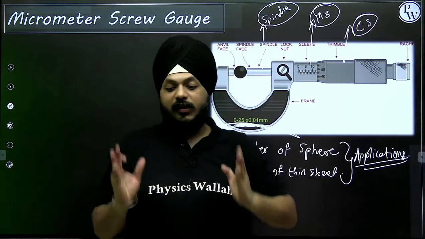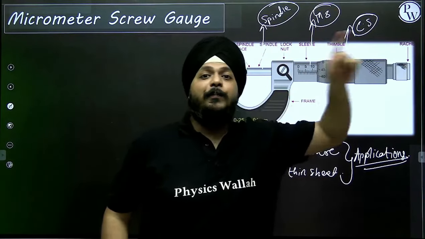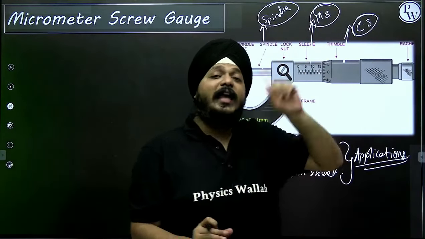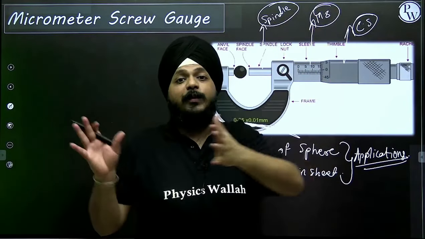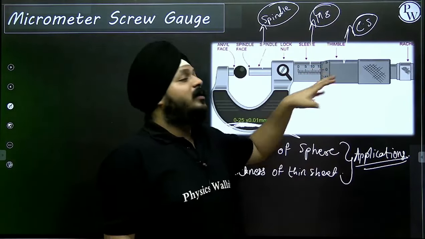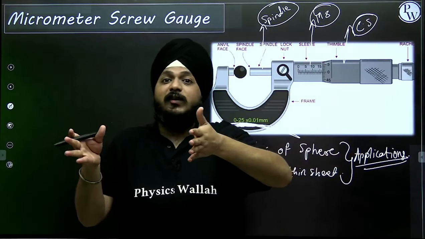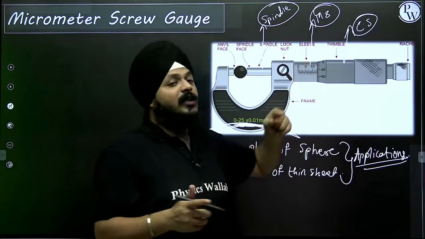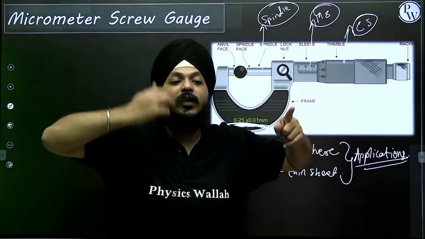In the caliper, the main scale was fixed. Here also the main scale is fixed. In the caliper, the Vernier scale was moving. Here the circular scale is moving. In the caliper, the Vernier scale was covering the linear distance. In the screw gauge, the circular scale is covering the angular distance.